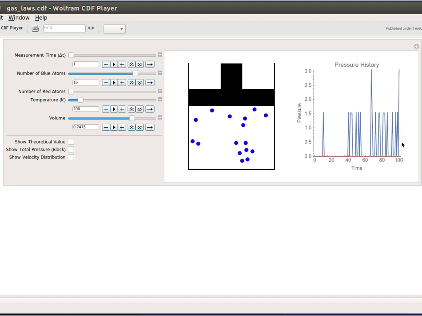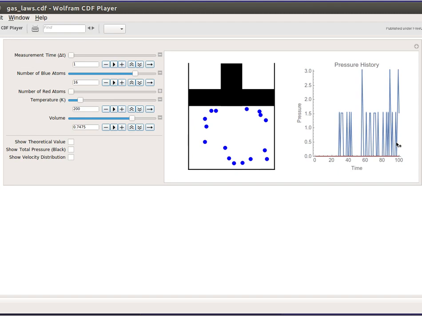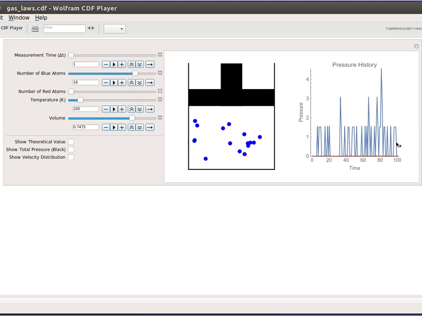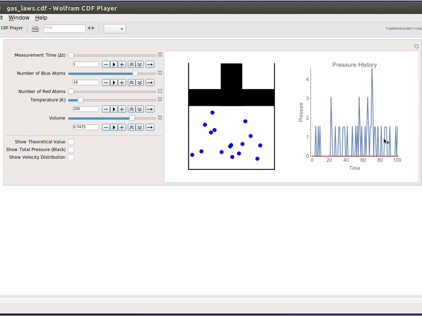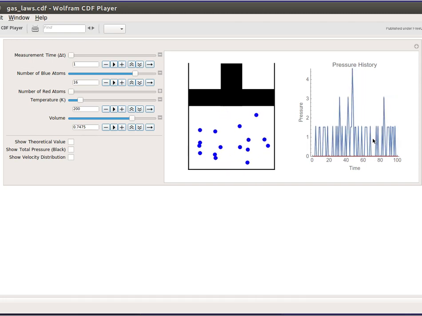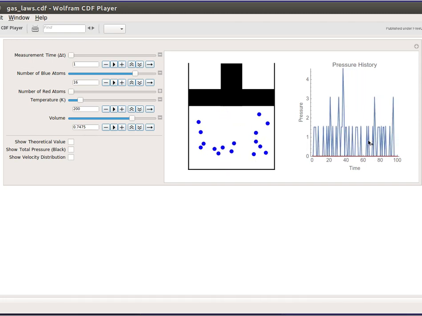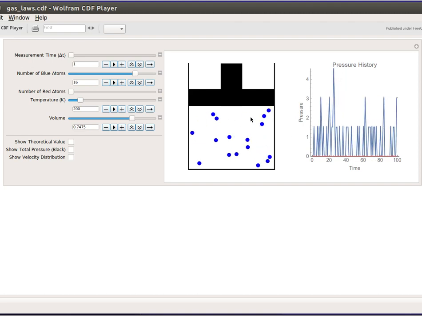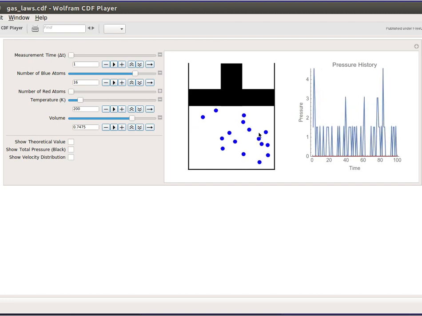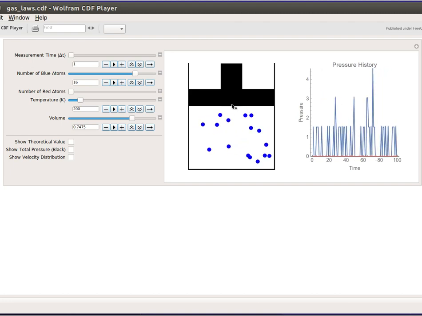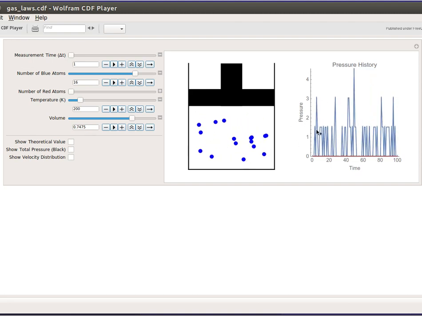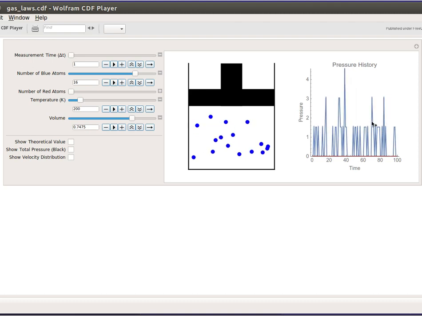If you have a balloon or a bicycle pump, what you're really looking at is something on the order of Avogadro's number of individual gas atoms or molecules flying around inside. Here I only have 16, but imagine if this chamber were full of Avogadro's number of gas molecules moving around really fast. The result would be an effective averaging of the pressure.